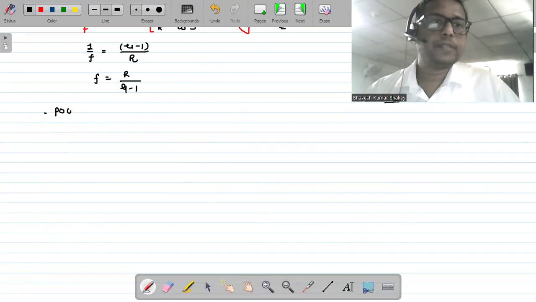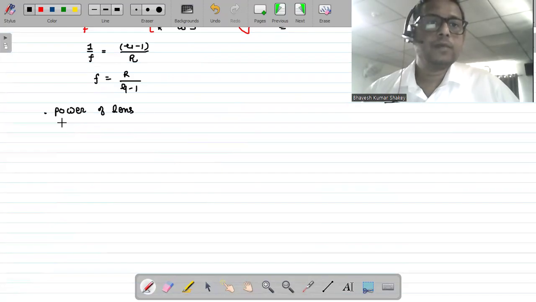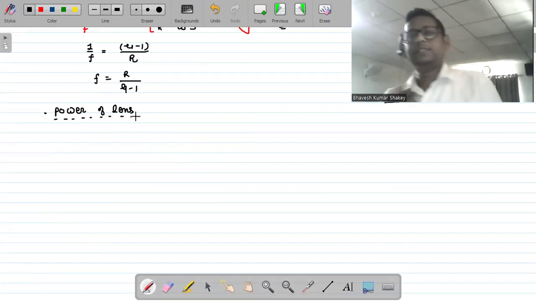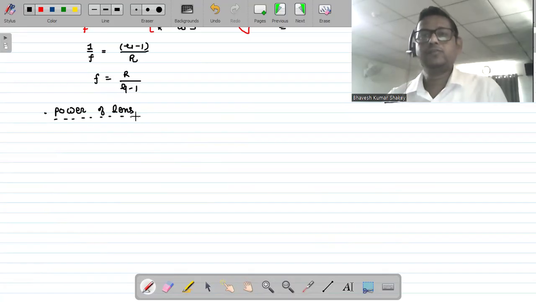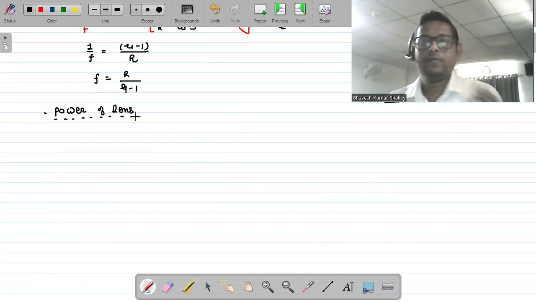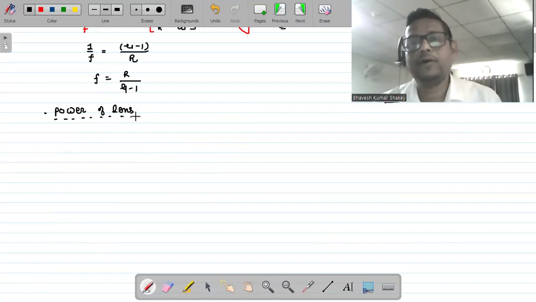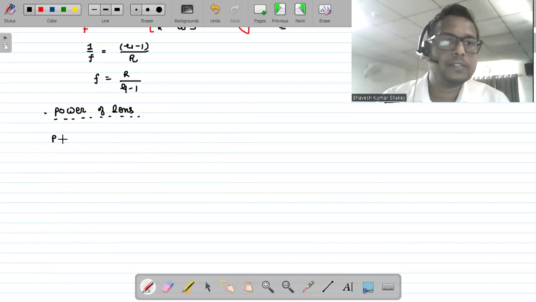Now let's define the power of lens. What is the power of lens? Power of lens is the ability of a lens to converge or diverge the incident light ray. This is the definition of power of lens. Mathematically, the power of lens is the reciprocal of focal length, like this, 1 upon f.